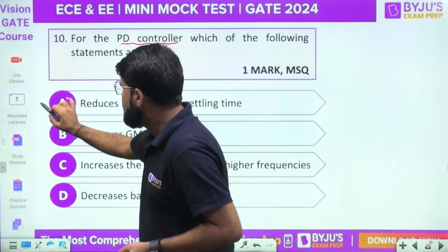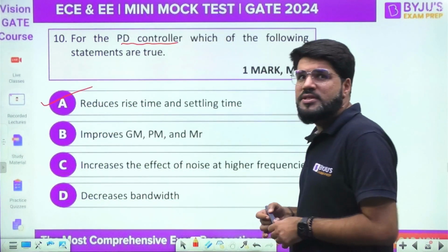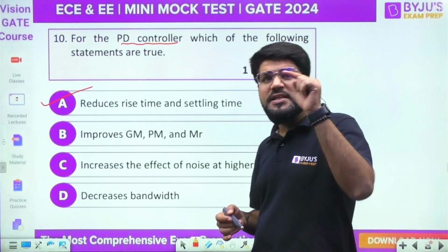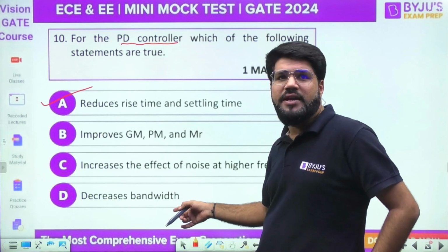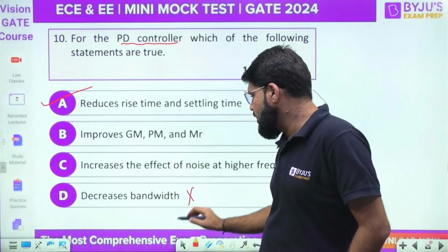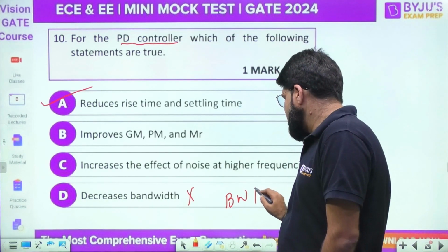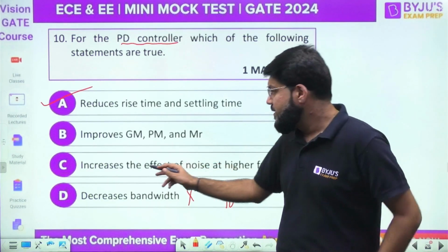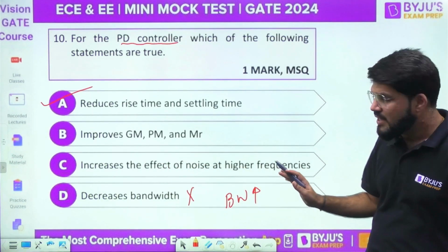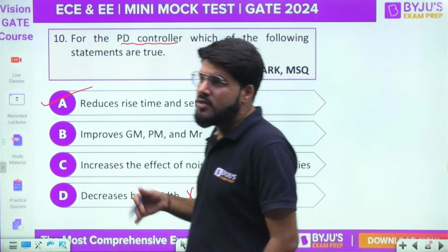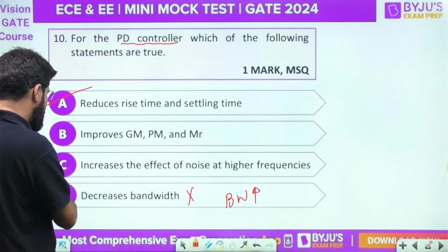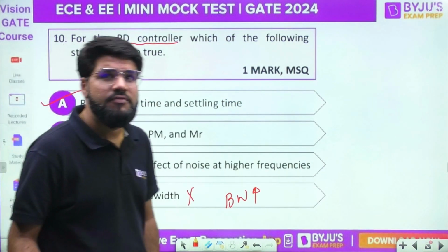True. Okay, it is true. Okay, it reduces rise time, due to which if the rise time is reduced, bandwidth will increase. Bandwidth and rise time are inversely proportional. So this one is false. Rise time has reduced, bandwidth will increase, and because the bandwidth increases, the effect of noise at higher frequency is increasing because noise is a high frequency component. So C is also correct. It increases the effect of noise at higher frequencies.